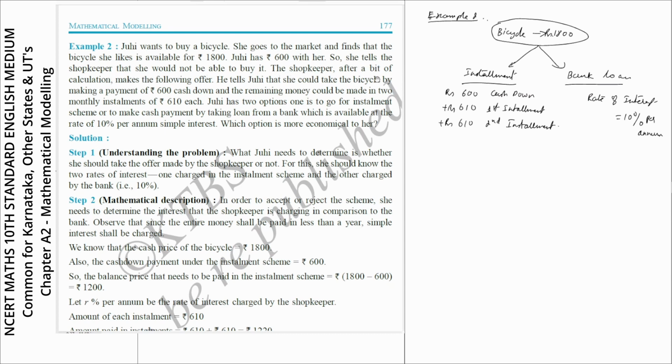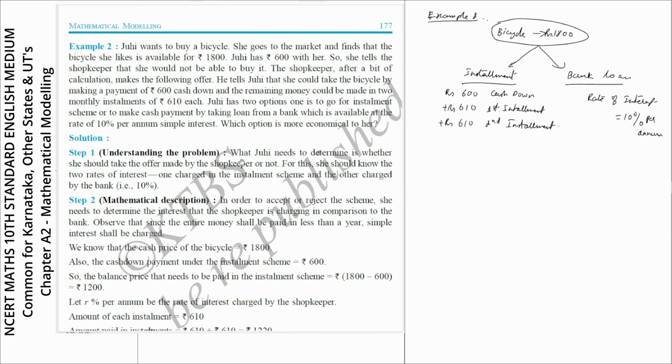The shopkeeper, after a bit of calculation, makes the following offer. He tells Juhi that she could take the bicycle by making a payment of rupees 600 cash down, and the remaining money could be made into monthly installments of rupees 610. Juhi has two options. One is to go for installment scheme, or to make cash payment by taking loan from a bank, which is available at the rate of 10% per annum simple interest. Which option is economical to her?